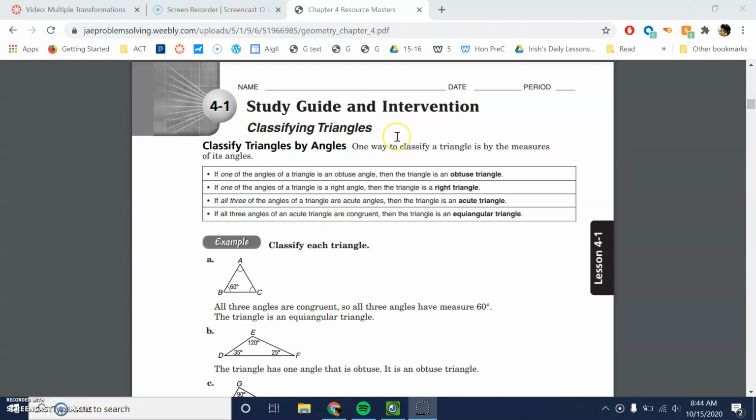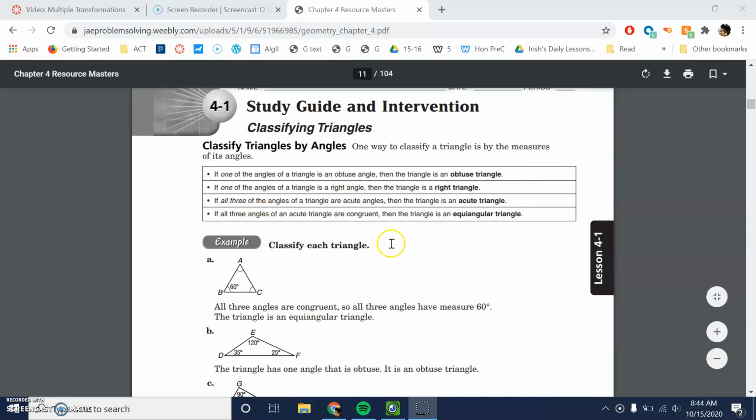All right, we're going to classify triangles today. The first video is on classifying triangles by angles, sorry. And here's how we do it. So we have an obtuse triangle, right triangle, acute triangle, and equiangular triangle. Okay, so what are these things?